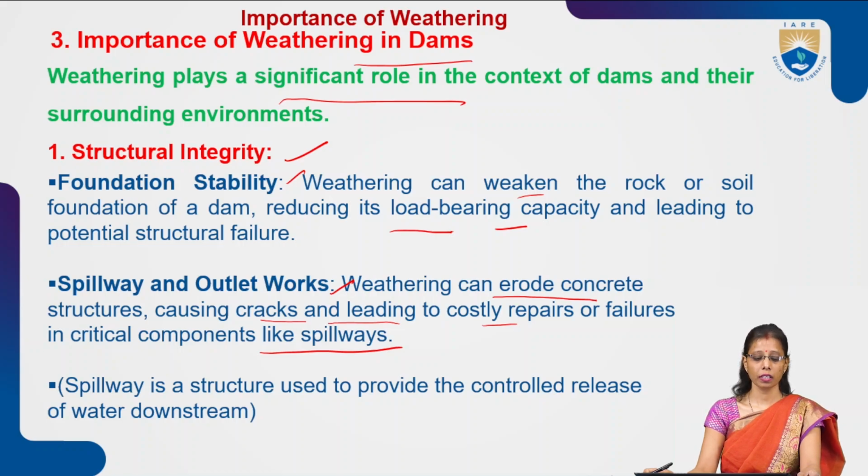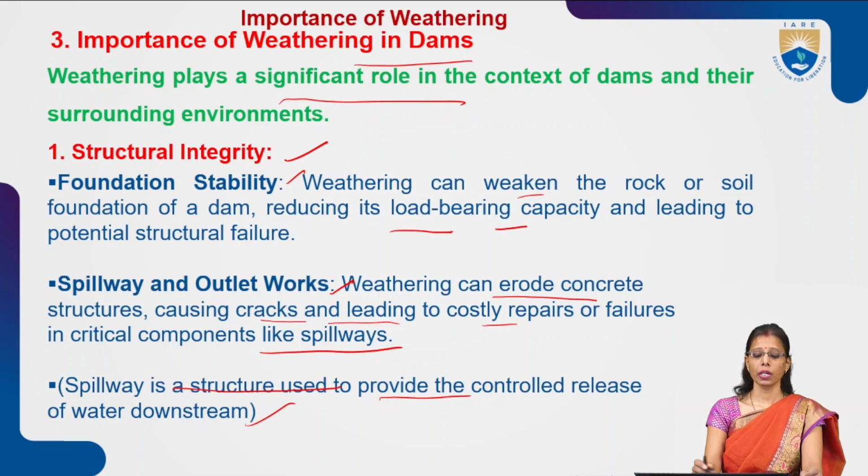What are spillways here? A spillway is a structure that is used to provide the controlled release of water downstream. So it gives a controlled release whenever the water is required to be released or controlled. Spillways provide this kind of activity.